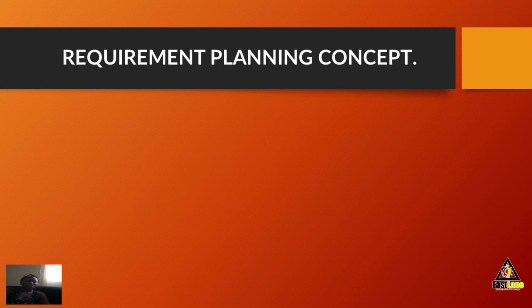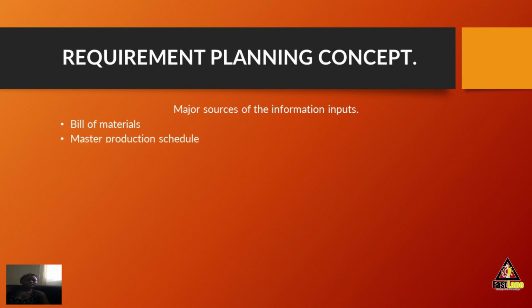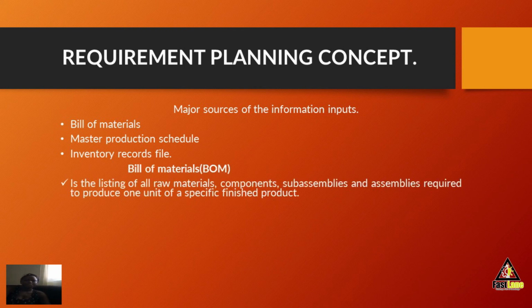So we can go to requirement planning concept. What are major sources of information inputs in planning concept? We have bill of materials, master production schedule, and inventory records file. Let's look at the bill of materials, what we call BOM.